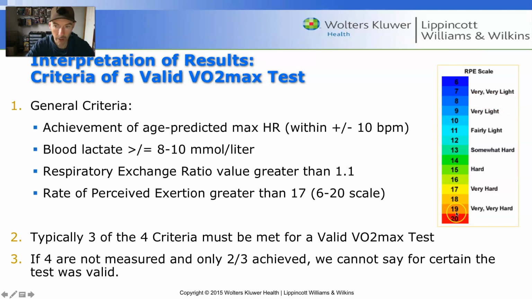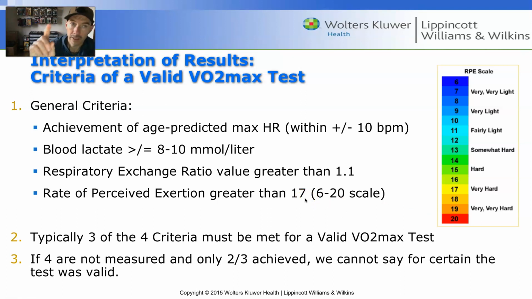This is meant to correlate to heart rate. Usually your heart rate is between 60 and 200. That's why they chose the numbers of 6 to 20. And these have subjective rankings. Very, very light, fairly light, somewhat hard. An RPE of 15 would be hard. 17 is very hard. So what we're looking for is, do they get to an RPE greater than 17 during the test? So either 18, 19, or 20. If so, they satisfy that criteria, okay?